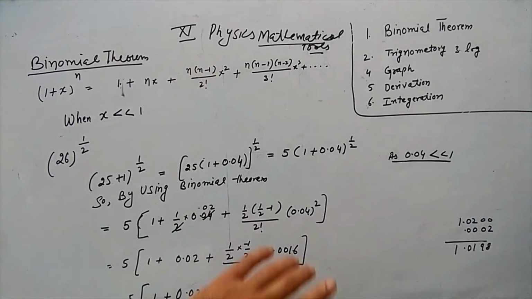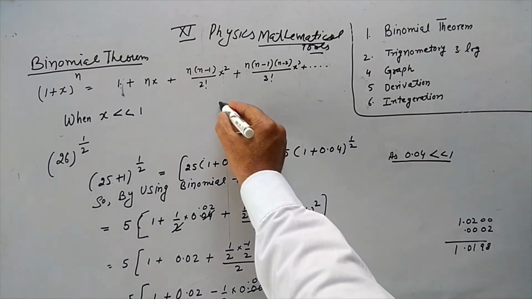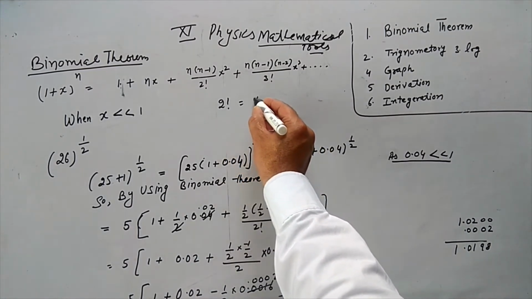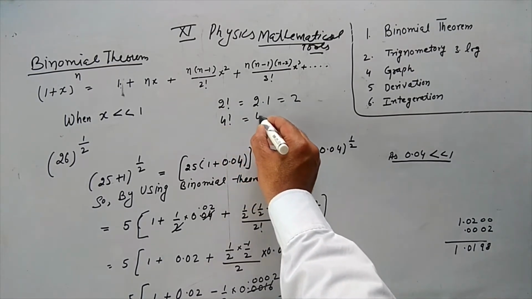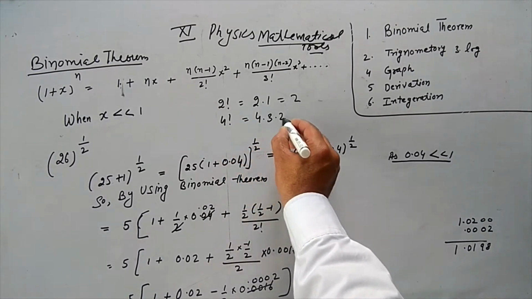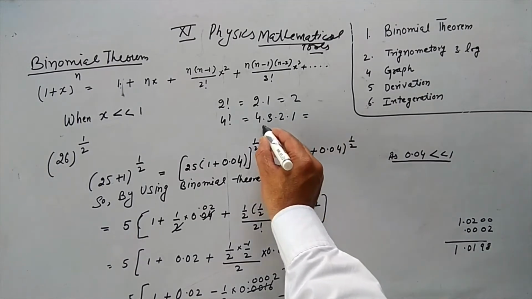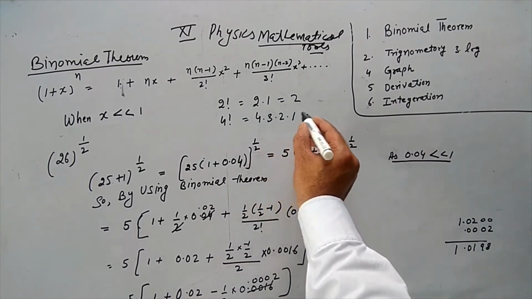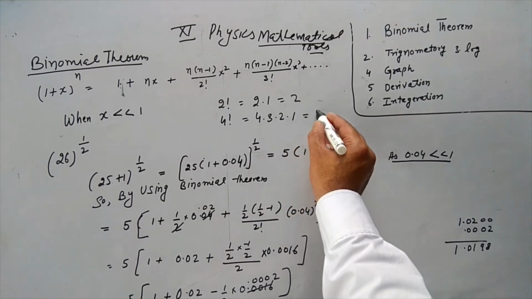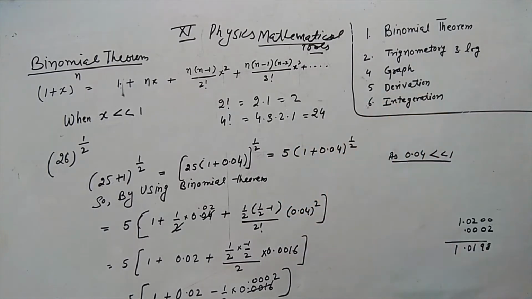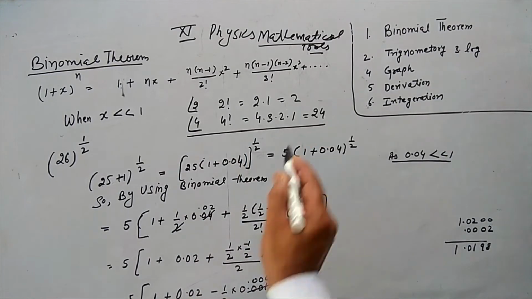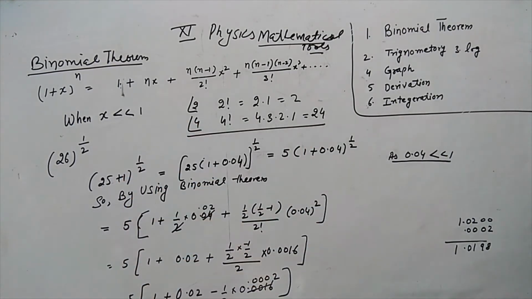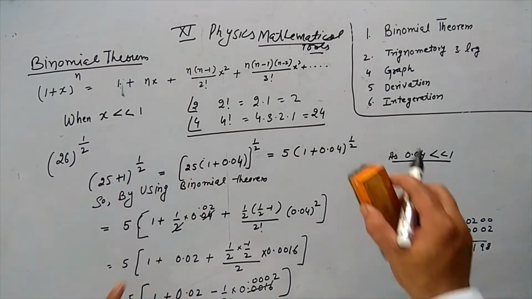This word is factorial. What is the meaning of factorial? Like I am writing 2 factorial. This means 2 into 1. 2 is the answer. Like 4 factorial. So 4 into 3 into 2 into 1. 4 times 3 is 12 and 12 times 2 is 24. So this way the factorial means; sometimes this also can be represented this way. 2 factorial, 4 factorial. In mathematics you can use this symbol also for the factorial.